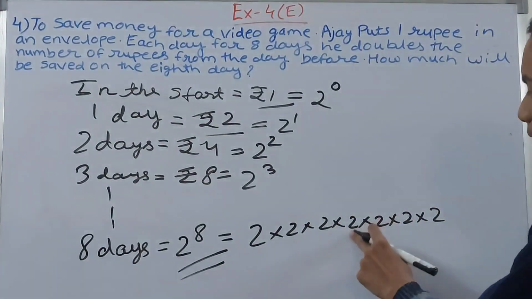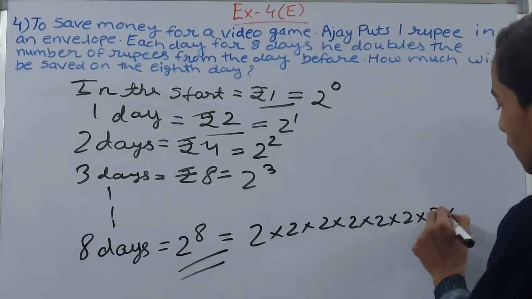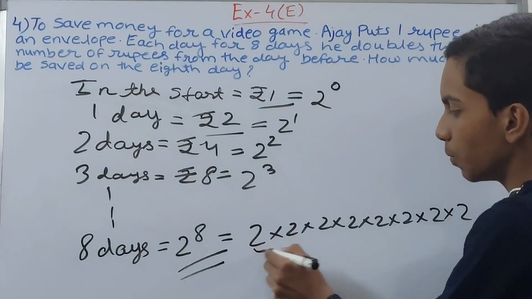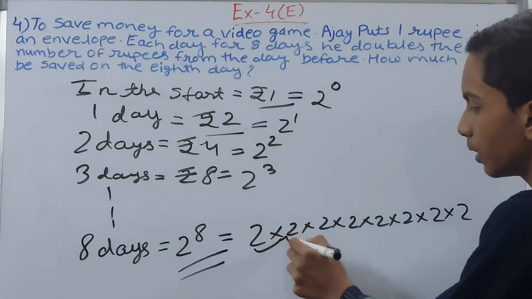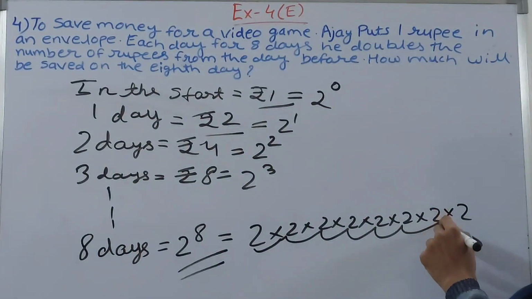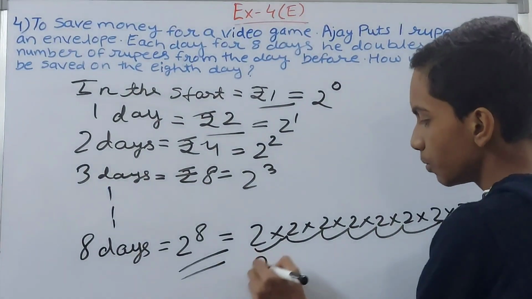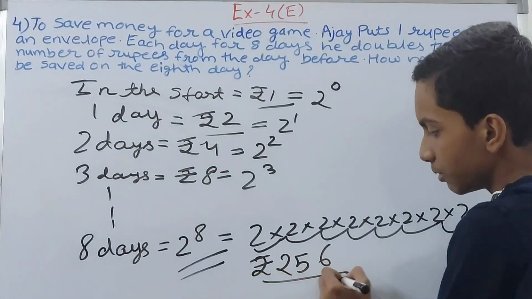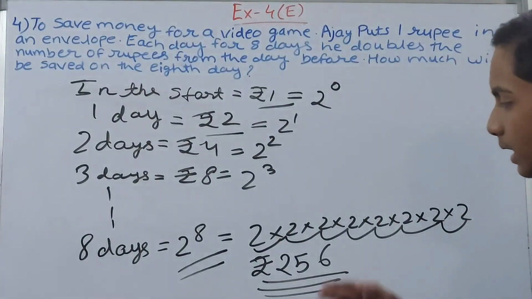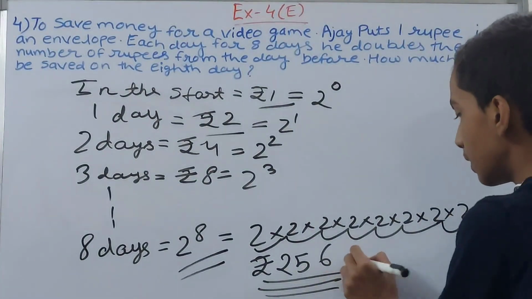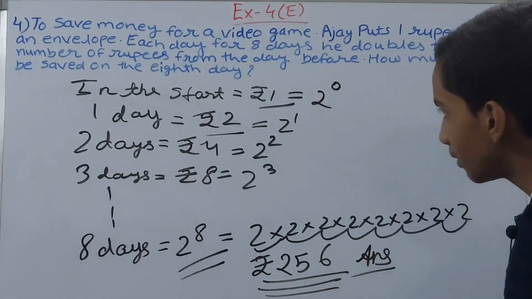So, 1, 2, 3, 4, 5, 6, 7 and one more, 8. So, what do we get here basically? 1, 2, 4, 8, 16, 32, 64. This will be 128 and then 256, right? So, this becomes rupees 256. So, this much money he had saved after 8 days for this video game. So, this becomes our answer.